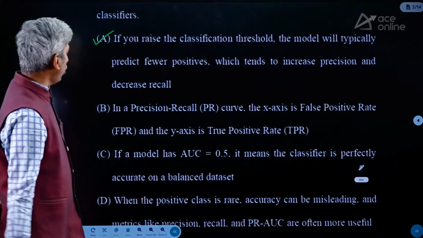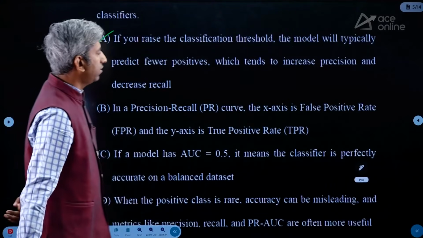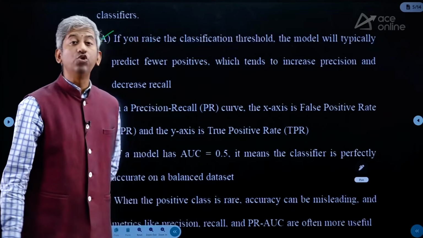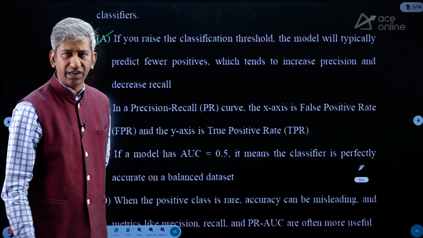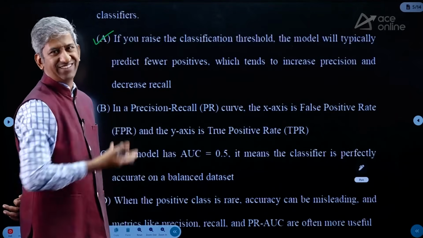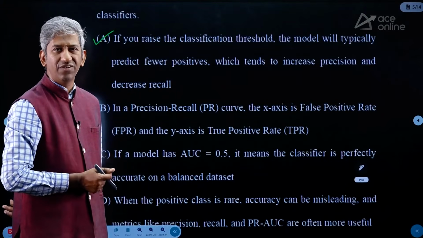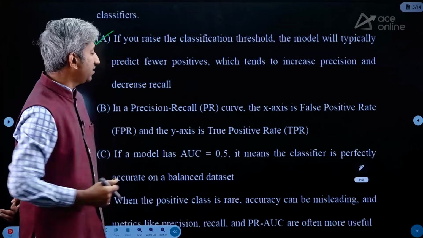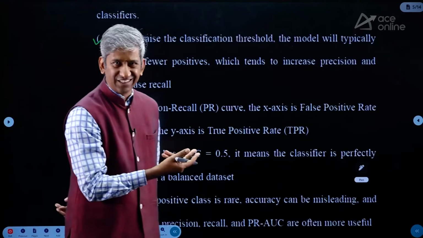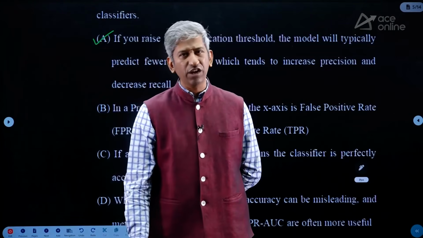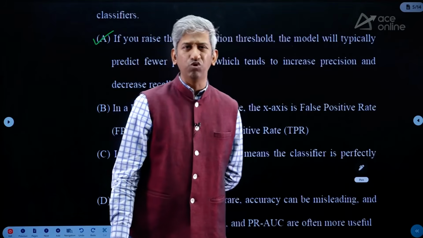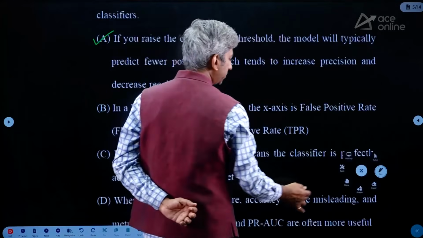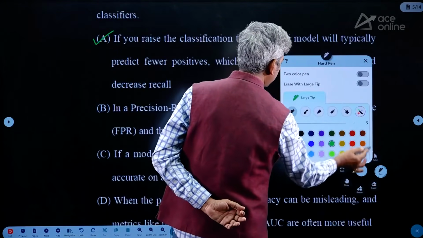Next, coming to option B, in precision recall curve, x-axis is false positive rate and y-axis is true positive rate. This is an incorrect statement. X-axis is precision, y-axis is recall in the PR curve. That is, x-axis false positive rate and y-axis true positive rate is correct in the scenario of receiver operating characteristic curve, ROC curve, but not in PR curve, such that option B is an incorrect statement.